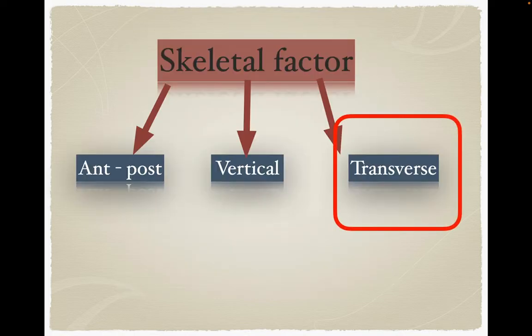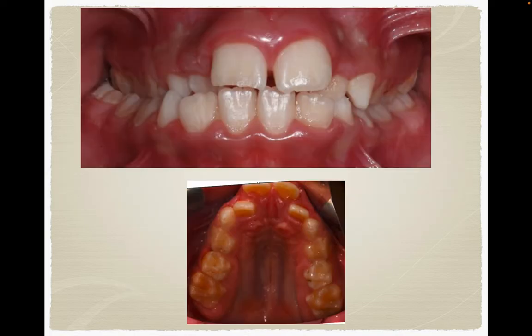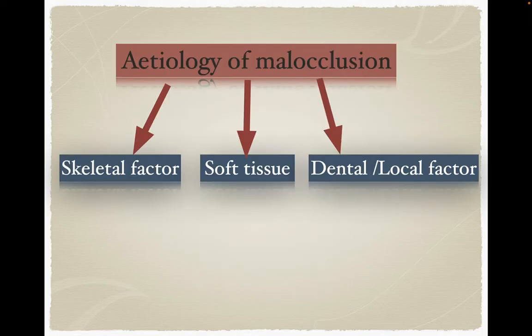What about transverse problems? Most of the time there will be no transverse problem. However, in some cases you might have class 1 incisors, as you can see, and the maxilla is narrow and needs expansion. So these are things that we might see in a class 1 malocclusion. So that is about the skeletal factor.